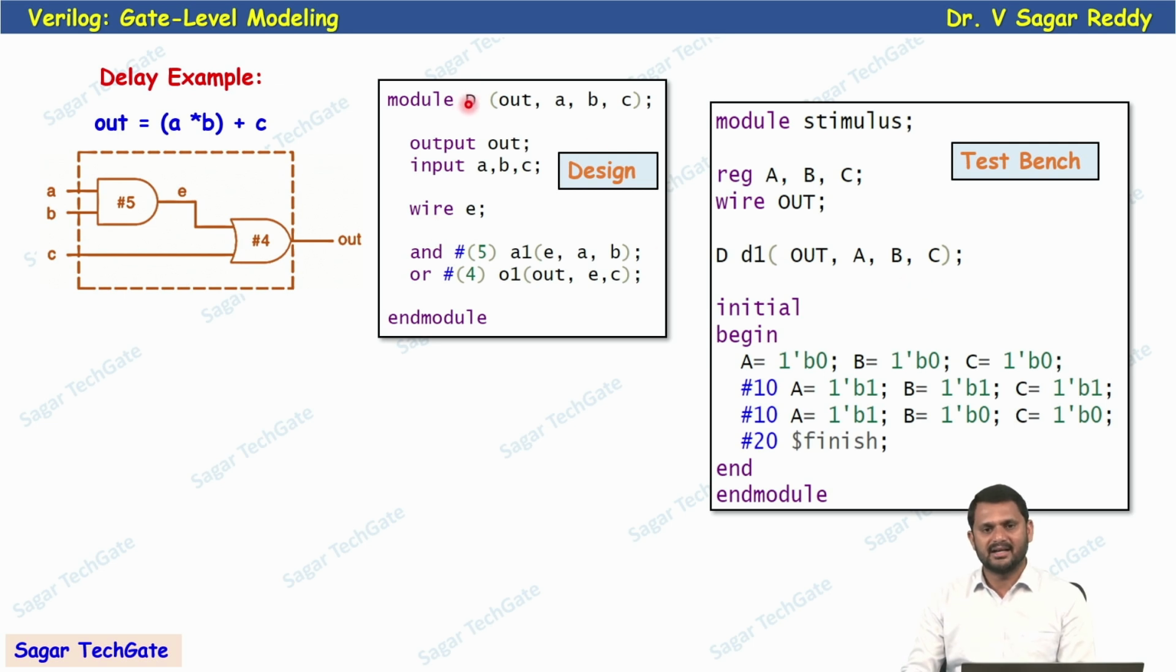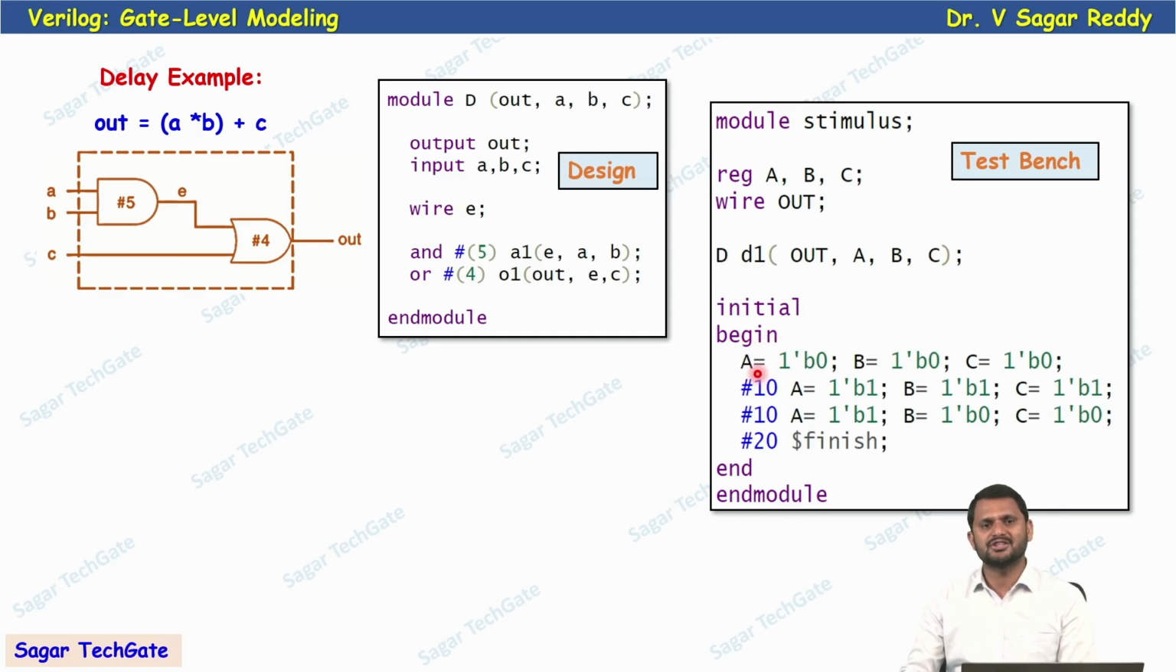So now I instantiate: d is my module name and d1 is the instance name. I instantiate it like this. We'll discuss in detail how to write a test bench in Verilog in the coming lectures. As of now, just see how to generate a stimulus to test this. Use this code: initial, begin, and end module.